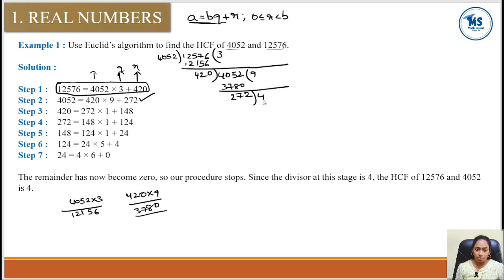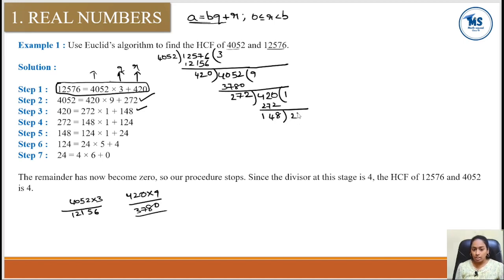Let's perform step 3. 272 into 420: it won't go 2 times, it would be more than 420, so once. 420 minus 272 gives 148. Again the remainder is not equal to 0. We write this in the form 420 = 272 × 1 + 148. That was our third step.